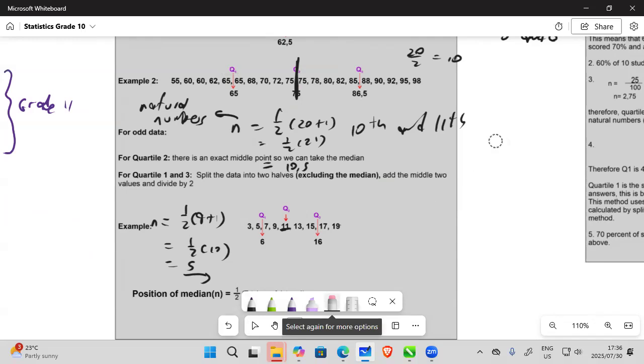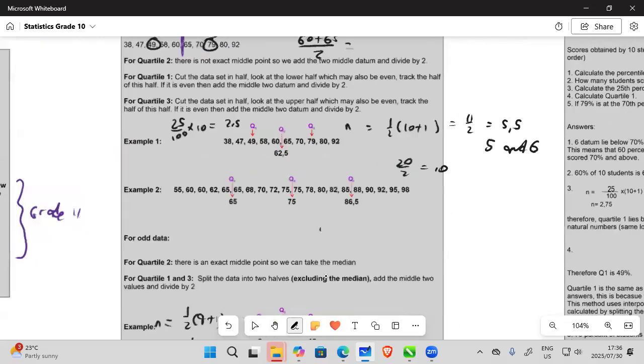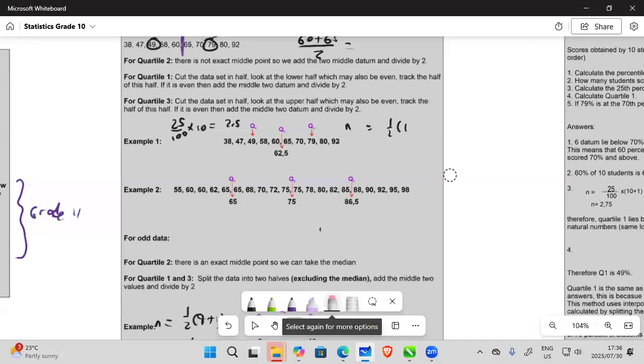But the thing you need to remember is that once you split the data set in half, exclude the median, look at the lower half and look at the upper half. When you do this, trust me, you're going to make a mistake. I'm certain. So this is why you need to use these as rigid rules. When there's an even data set, there's no precise middle. When there's an odd data set, there is a precise middle point. If you're going to find the position, it's half the total data set plus 1. But if you're getting a fraction value, then you take the two natural values closest to that number.